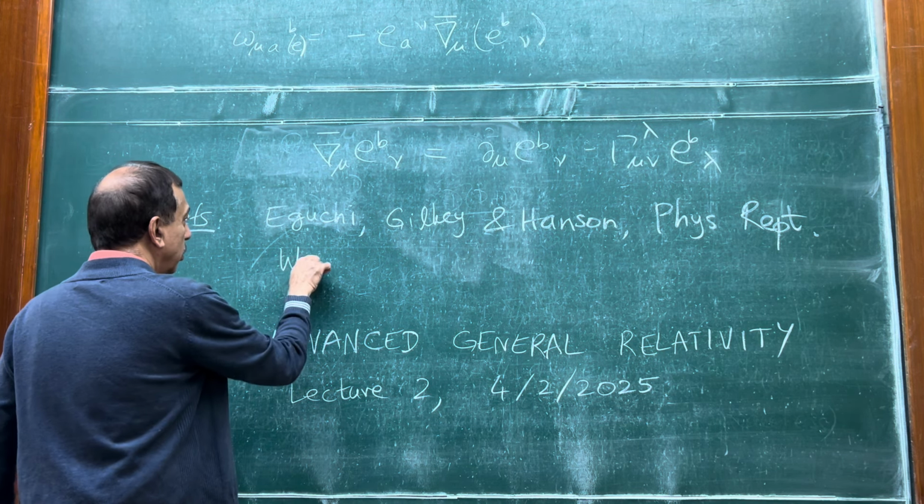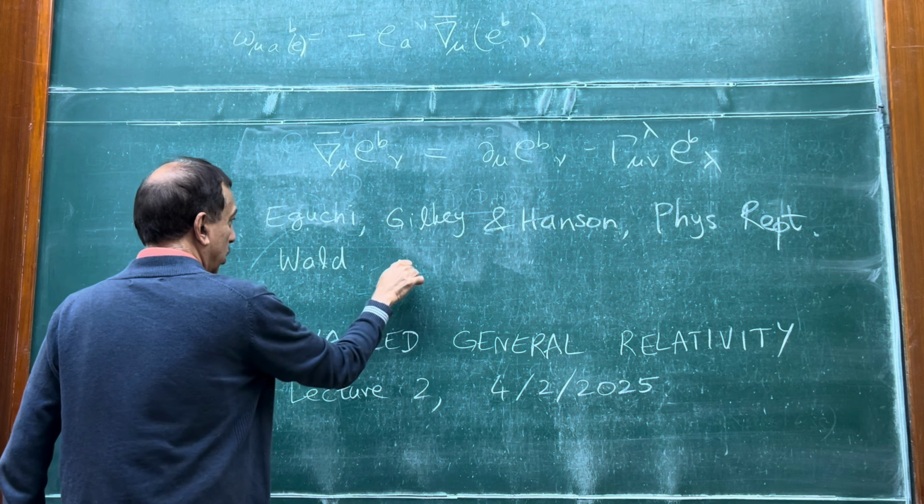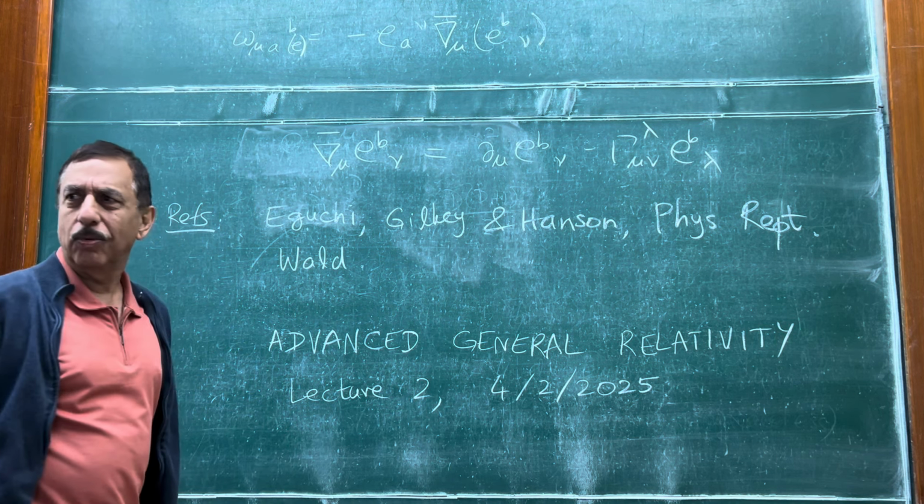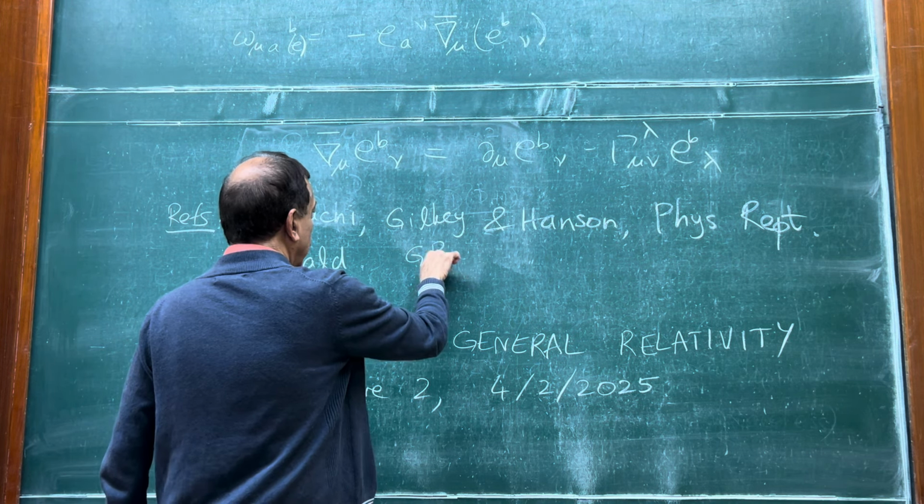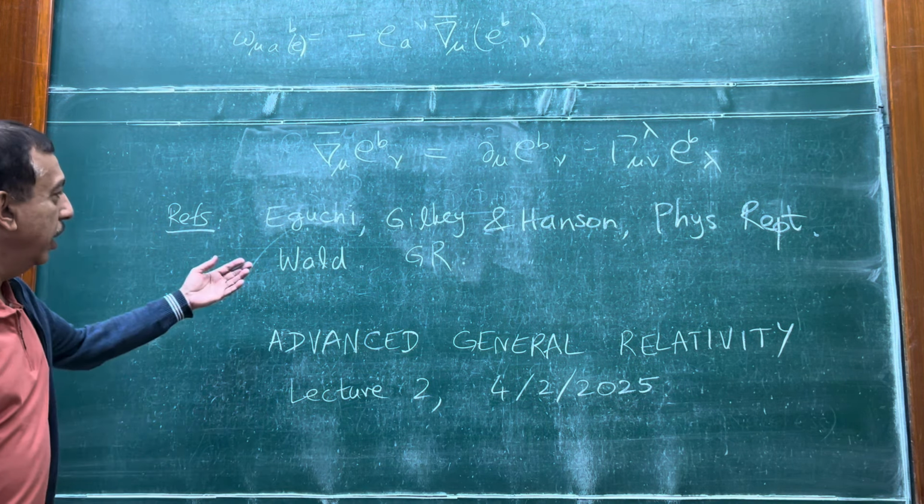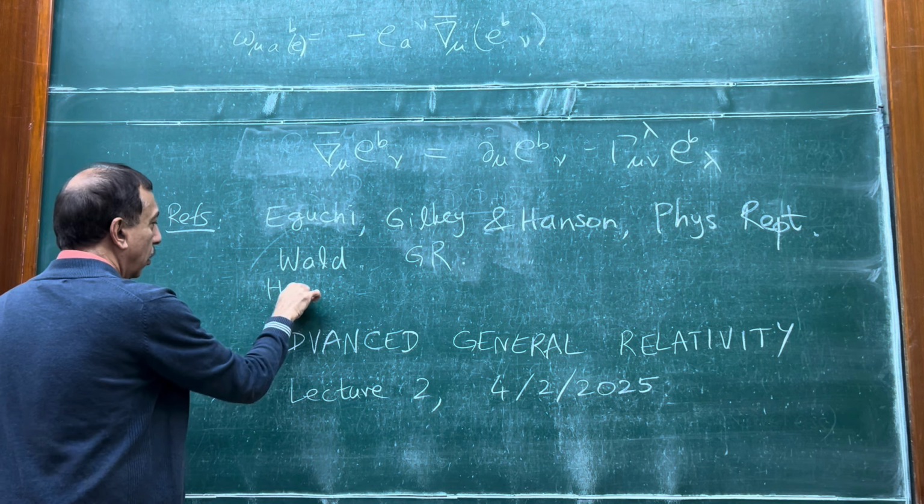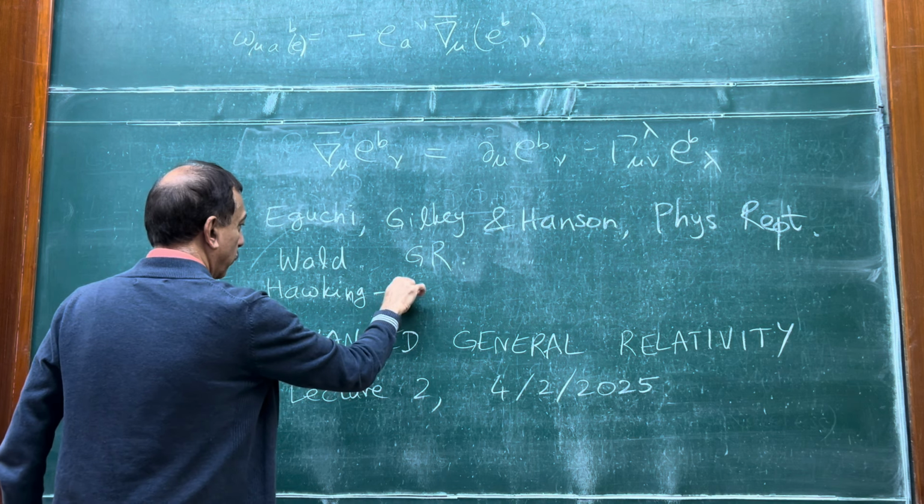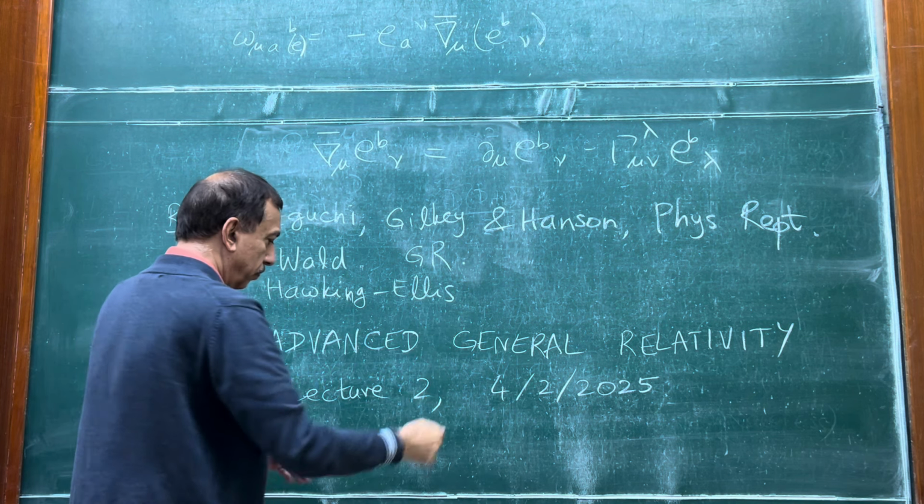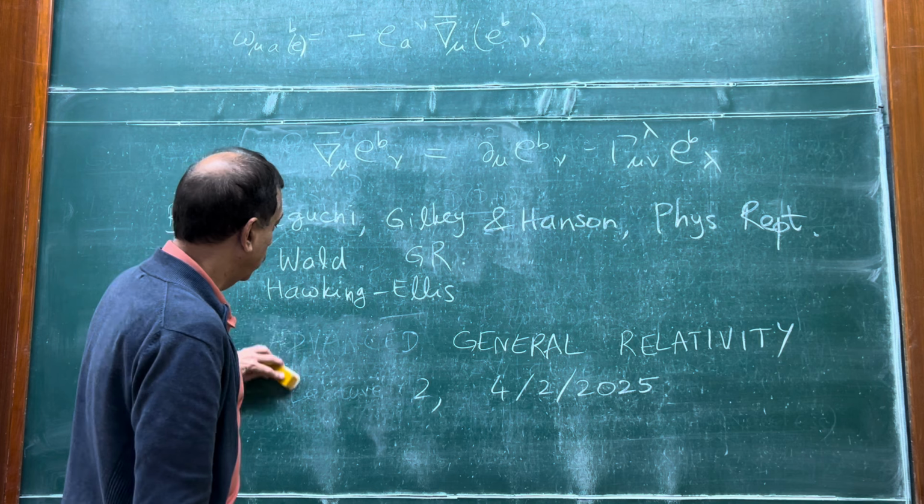There's of course Wald, and you know the book, I forget what it's called. What is it called? General Relativity. Okay. I use Wald a lot, of course. There's Hawking and Ellis, but I don't know if Hawking and Ellis has anything about specific or much about frames. It's also a notoriously hard book to read.